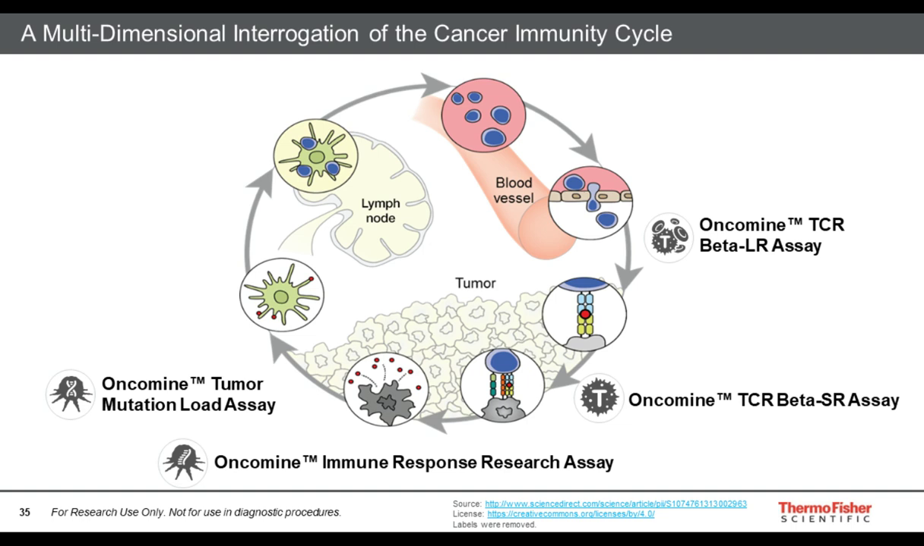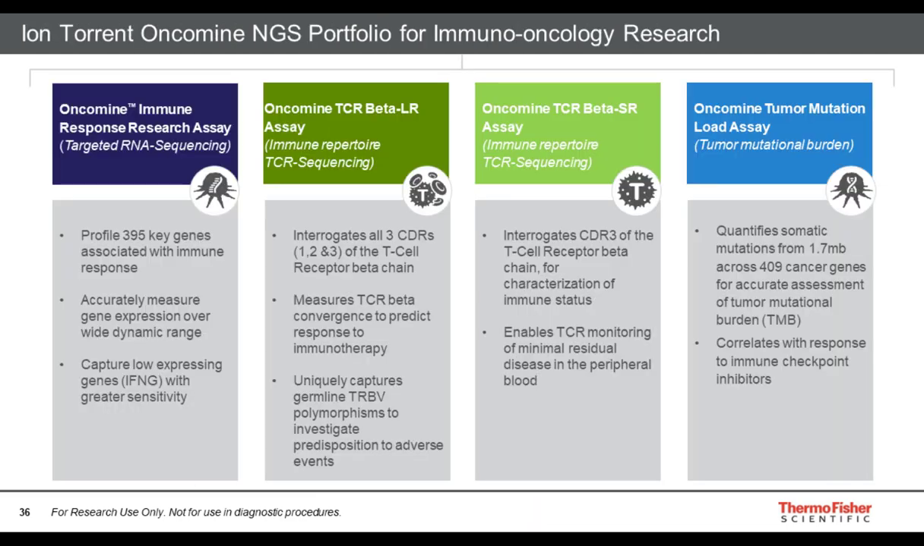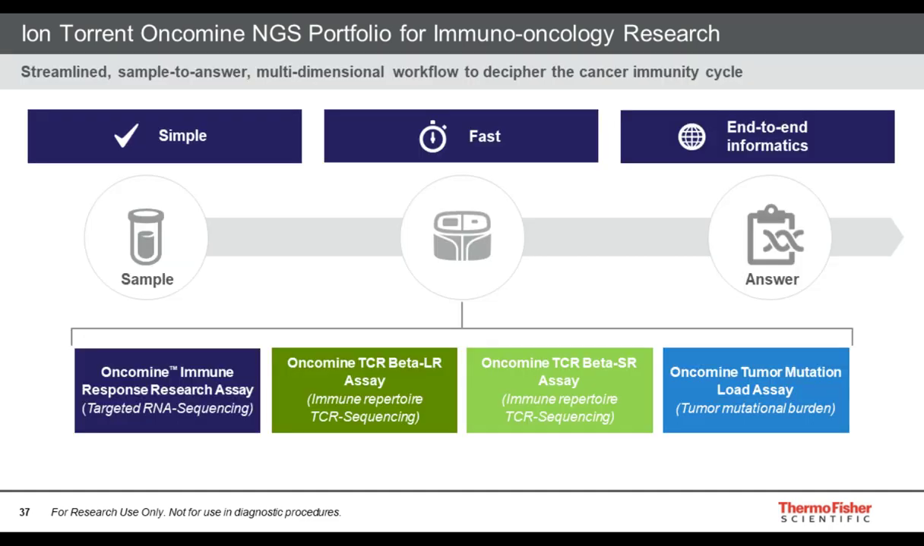So in summary, I've shown you 4 of the different solutions that we provide for the study of immuno-oncology: our TCR beta long read and short read assays, our immune response expression assay, and our tumor mutation load assay. And I've given some examples of how these can be combined together to provide the basis of multidimensional biomarkers. So these are some more details, but I've run through these on the individual assays.